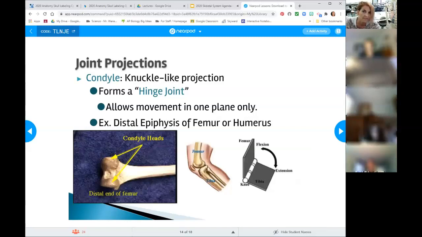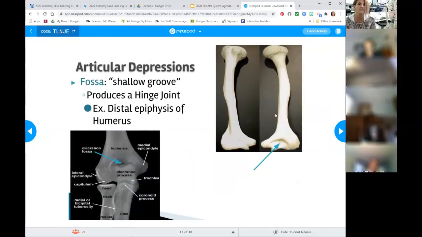So the condyle is going to fit into a fossa. A fossa is a shallow groove. So you have this groove here, and you would have grooves here. So you have condyles and fossas. Here you can see the fossa in this image and in that one.